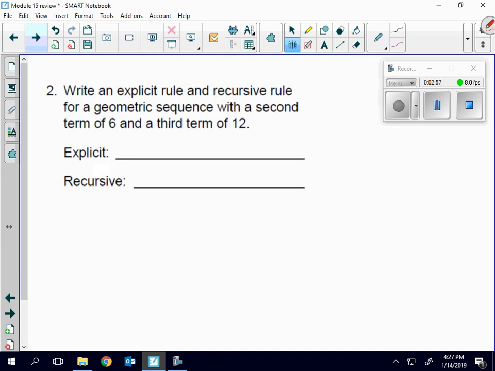Okay, number 2. We want to write an explicit rule and a recursive rule for a geometric sequence with a second term of 6 and a 3rd term of 12. So if I know the second term, let's do it like this. I'm going to make a table. I know you don't have a lot of room. Again, separate sheet of paper if you need to. Pause the video whenever needed. All right, so I don't know the first term, but I do know the second term and the 3rd term. It says the second term is 6, the 3rd term is 12.